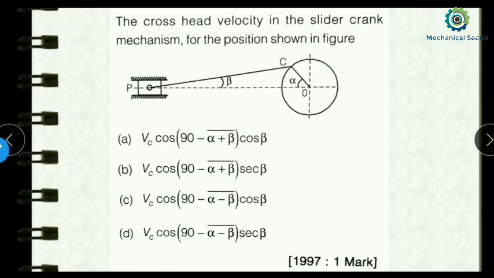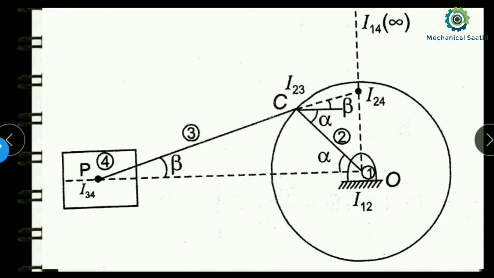After naming the links, I can use the instantaneous center method for finding the velocity of the slider. So let us locate the instantaneous centers for all those links. Looking at the diagram, this is link number 1, the fixed link, and these are links 2, 3 and 4.